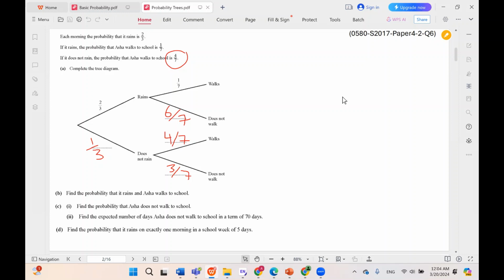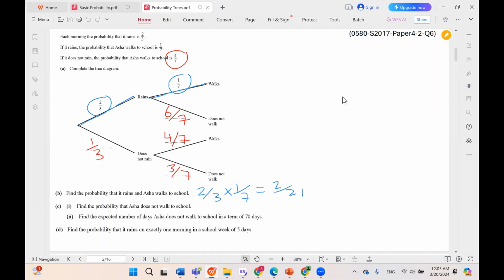B says find the probability that it rains and Asha walks to school. So the probability that it rains and Asha walks to school means that we want to tread down this path here. It rains and then she walks to school. So we multiply these two numbers together, and that is going to give us the final answer. So 2 over 3 times 1 over 7. This gives us 2 over 21 as a final answer.